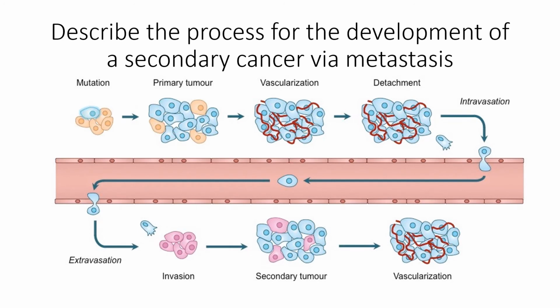So we mentioned the word metastasis. And metastasis is the name we give to the process in which secondary cancers are formed. All you have to do in this task is look at the pictures that you're presented with and spend no more than 4 or 5 minutes. Go through and try and describe the process in which a secondary cancer forms via metastasis.